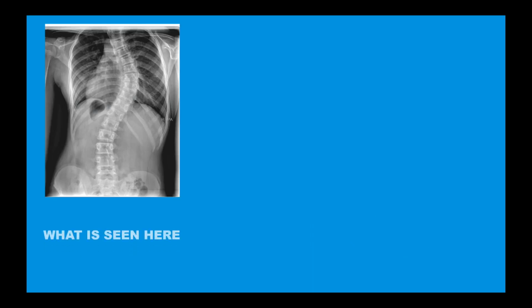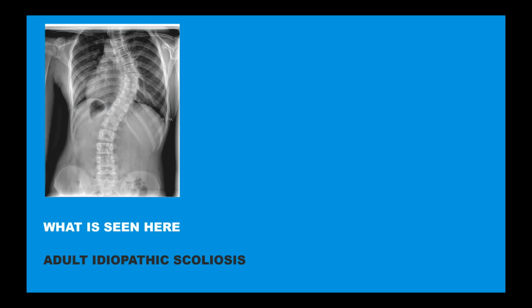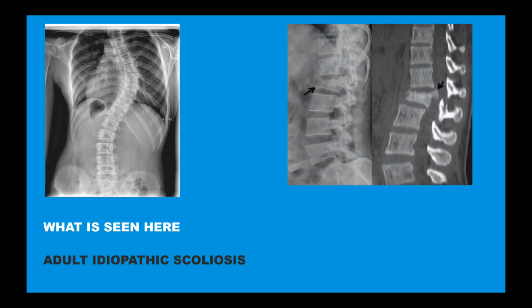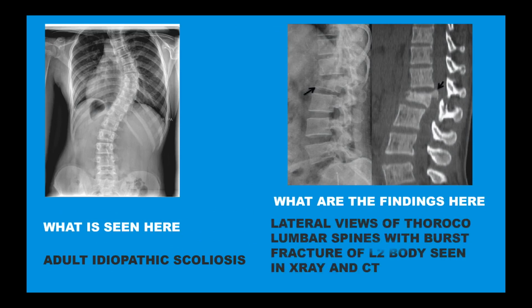Kyphoscoliosis to the left side. What are the findings in this? What does that black arrow show? Wedge fracture. Compression fracture of the vertebra, involving the thoracolumbar spine with burst fracture of L2 body seen in the X-ray and CT.